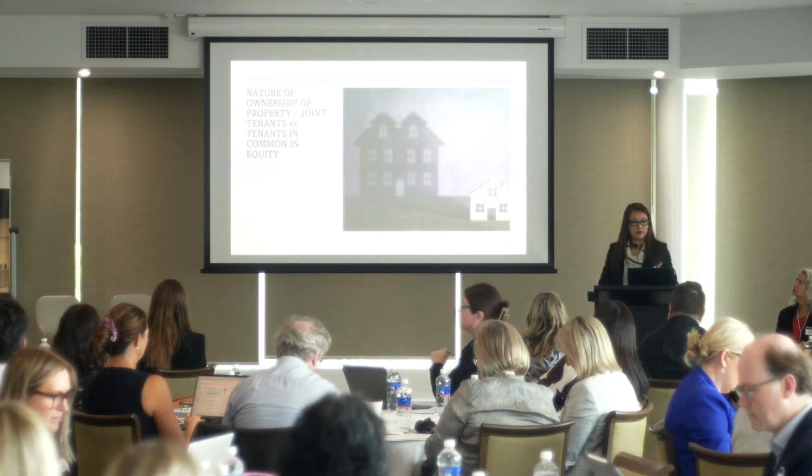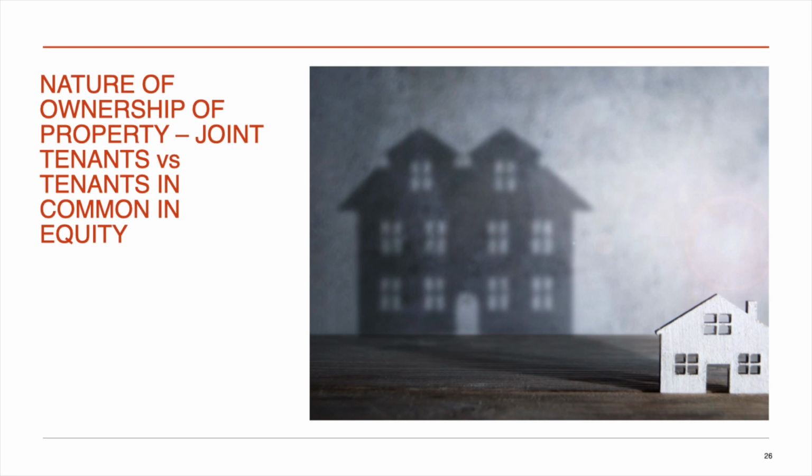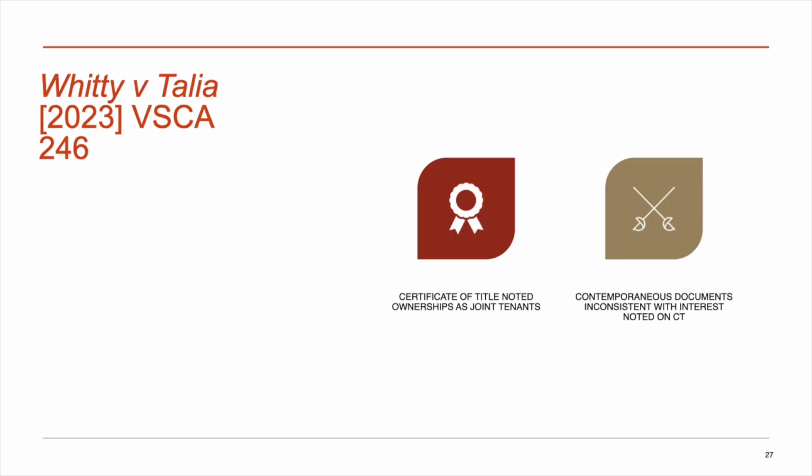The next case deals with whether or not the property is really owned as joint tenants or tenants in common in equity. In this particular case, the title noted that the ownership was between a man and a woman, I think they were in a relationship, noted as joint tenants. But at the time that the property was purchased, the male, I think Mr. Whitty, is it Whitty? The male part of the relationship had entered into a loan agreement with his siblings, stating that he was borrowing the money from his siblings to purchase the land. And in his will, he had also provided his partner with the right of first refusal to buy the property upon his death.